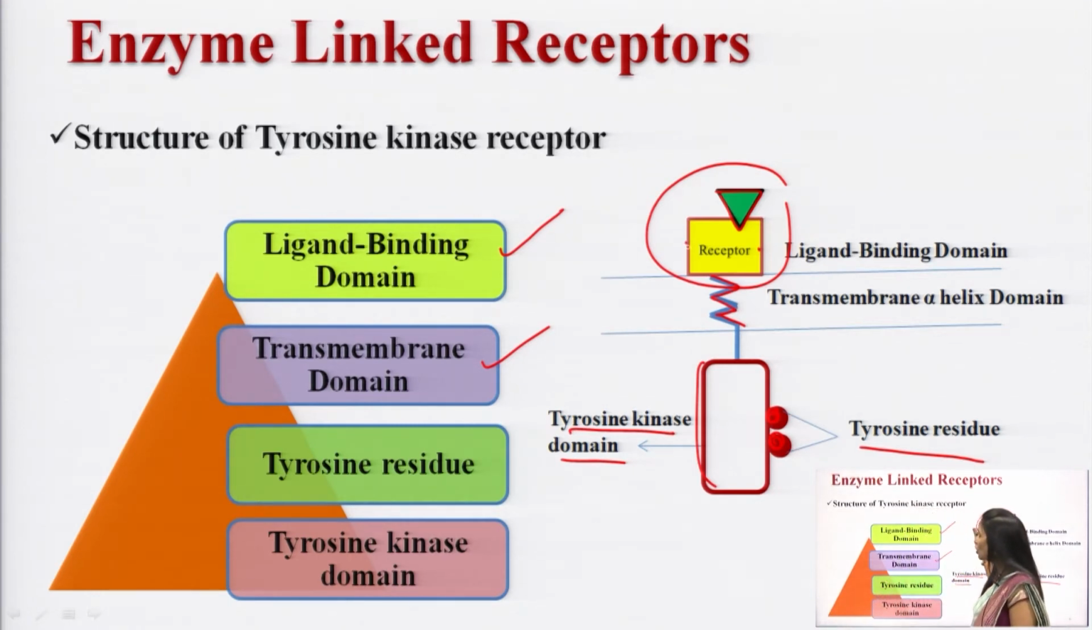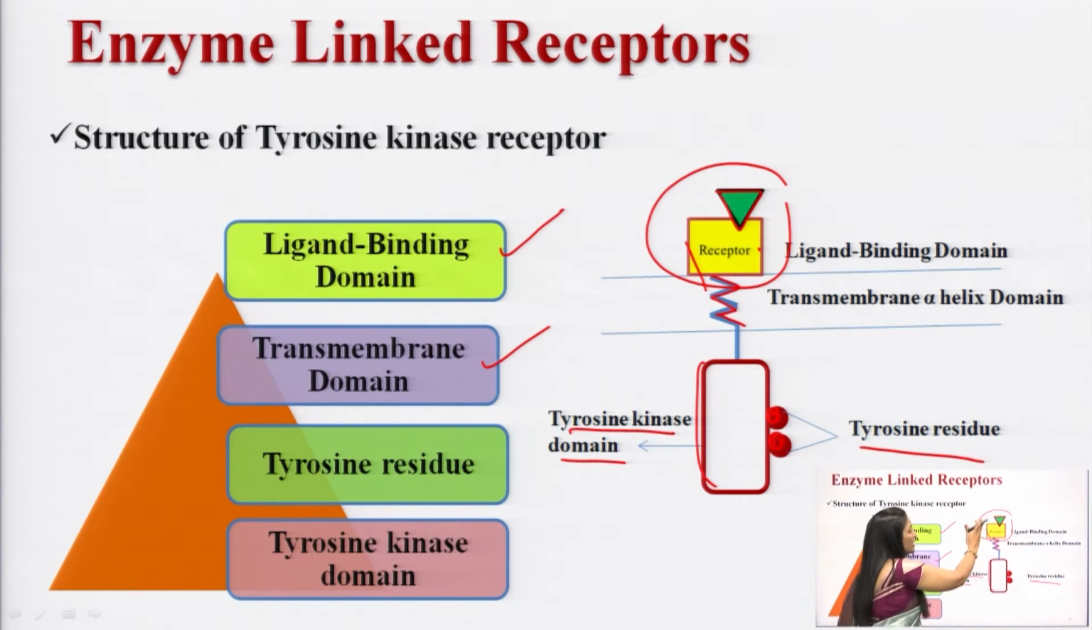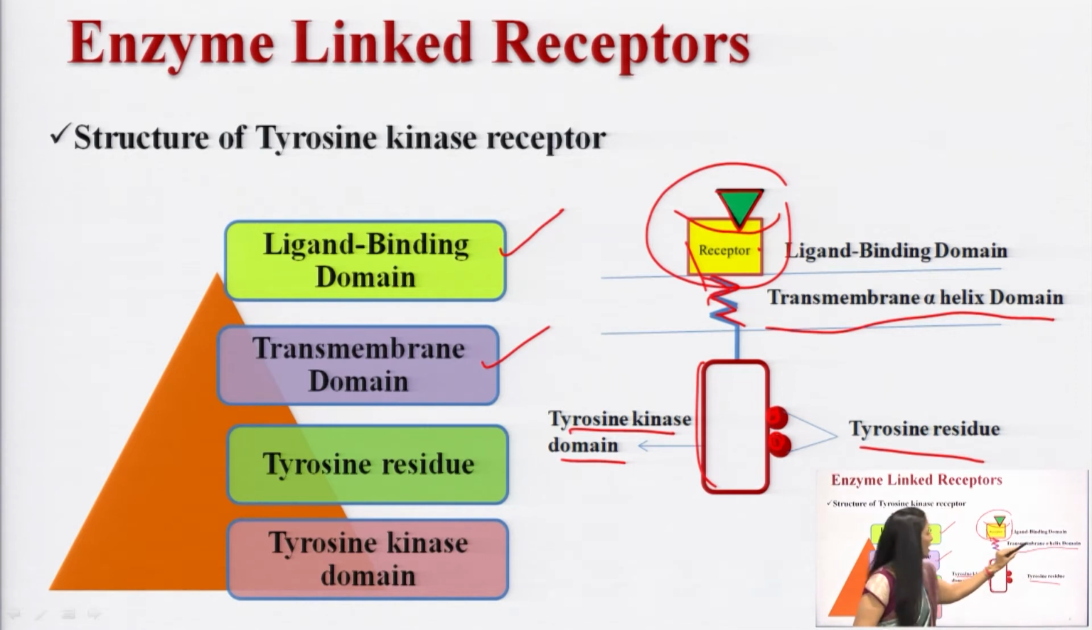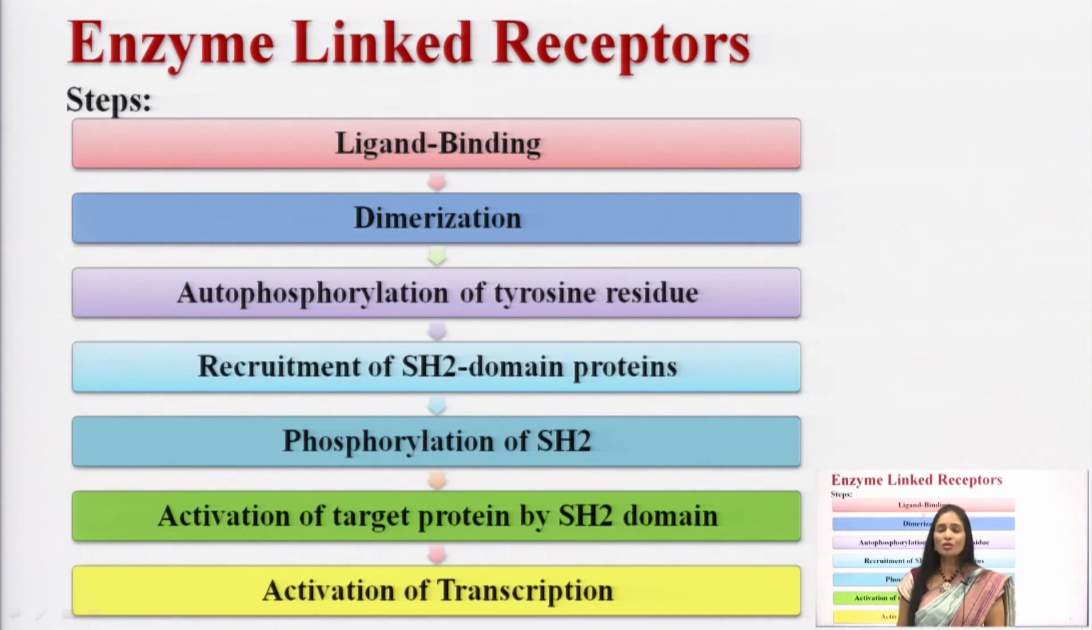So, this is the structure of a tyrosine kinase receptor. This is the ligand binding domain. The ligand binding domain of the receptor is connected to the transmembrane alpha helical domain, and which consists of an intrinsic intracellular domain like the tyrosine kinase domain, and consists of tyrosine residues. These are the structure of an enzyme linked receptor: ligand binding domain, transmembrane alpha helix domain, tyrosine kinase domain, and tyrosine residues. So, what are the steps involved in the enzyme linked receptors?